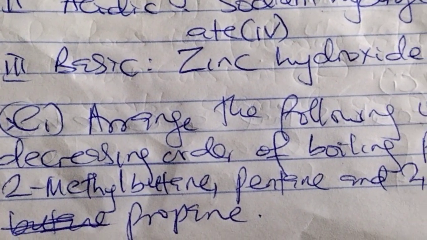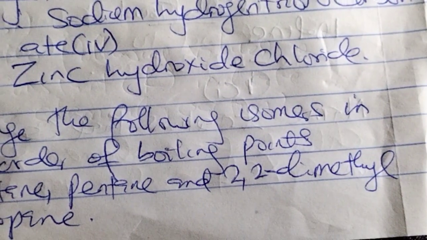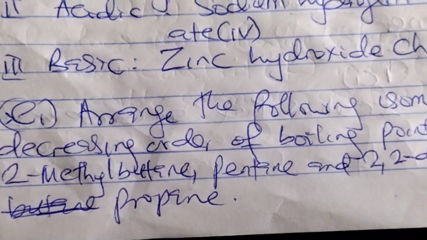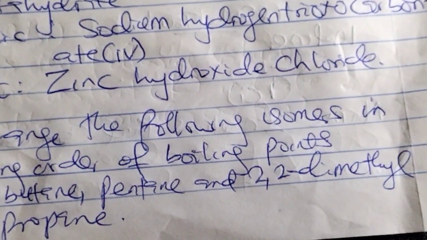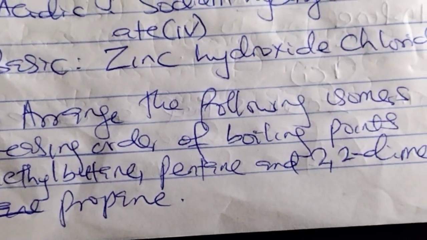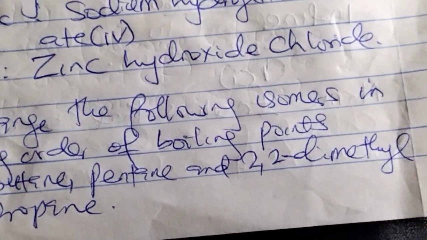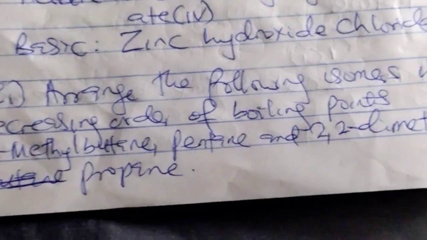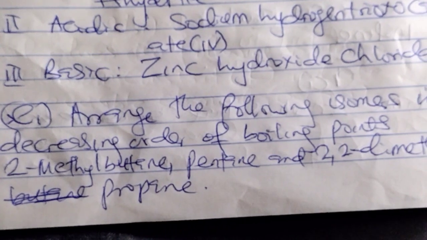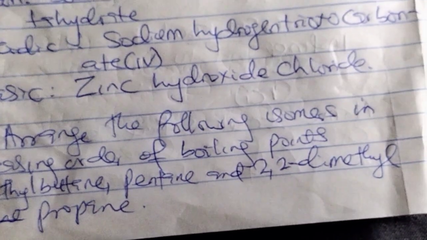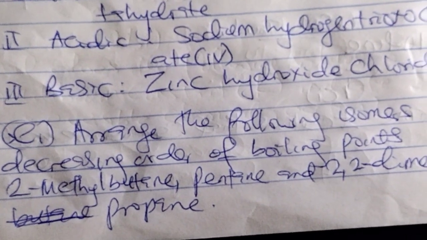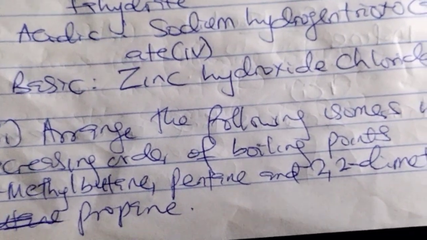1EI says, arrange the following isomers in decreasing order of boiling points. We have 2-methylbutane, pentane, and 2,2-dimethylpropane. So we're going to arrange them in decreasing order, that is from the highest to the lowest boiling point.